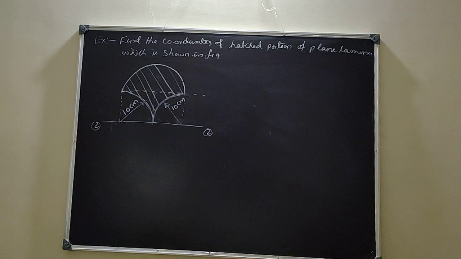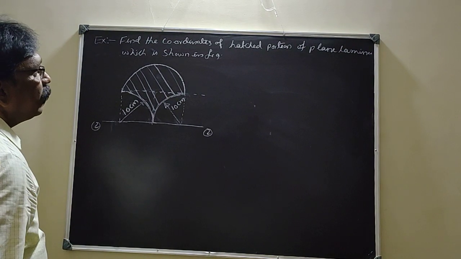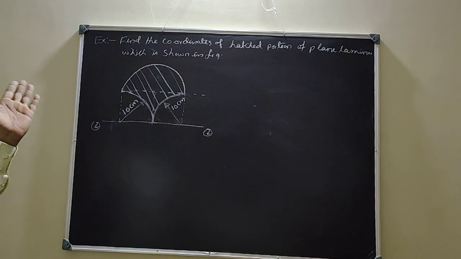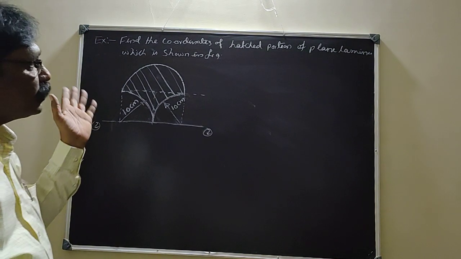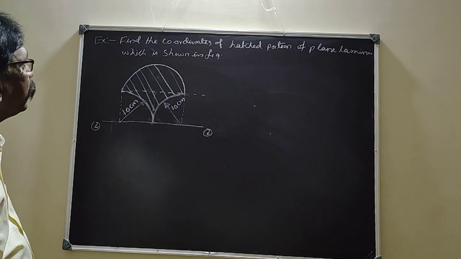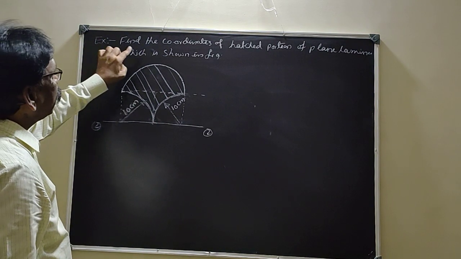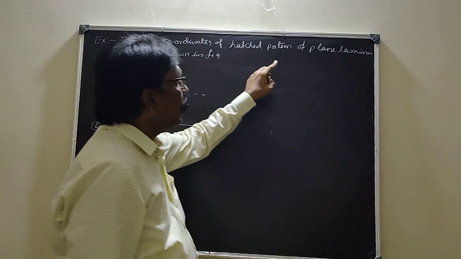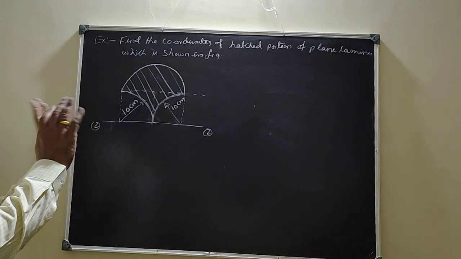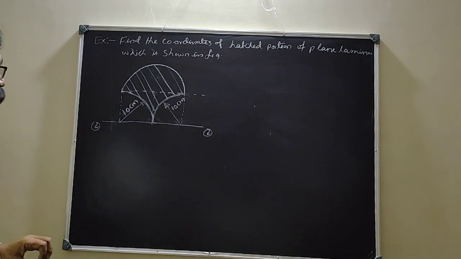Now let us solve another problem on the same. So that means a variety of problems we can solve, but one has to attempt on your own so that you will come to know how to calculate things. Now the example is, again, find the coordinates of the hatched portion of a plane lamina which is shown in the figure. The question will be the same, only the figure is going to change.